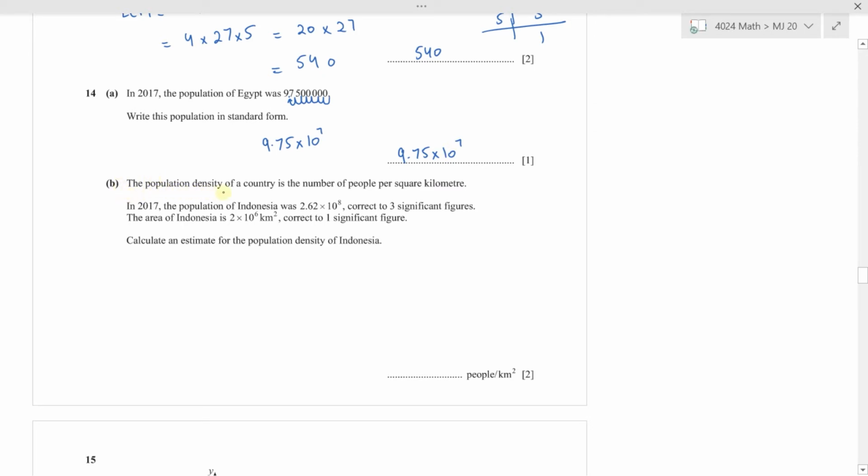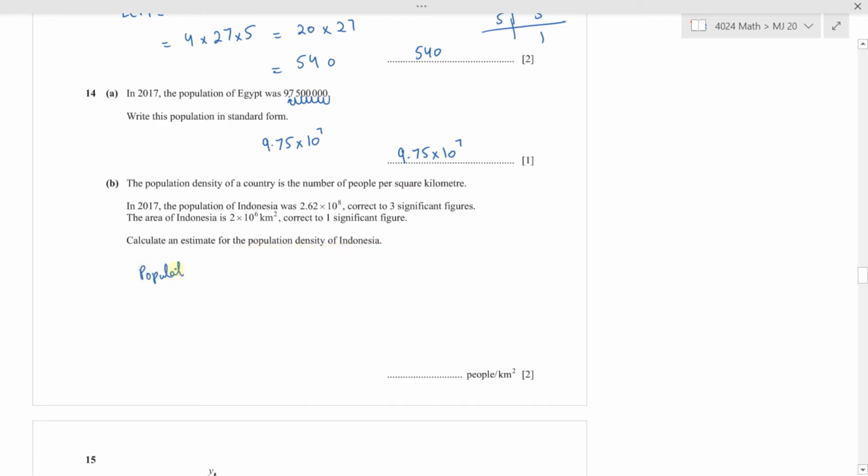Part B. The population density of a country is the number of people per square kilometer. In 2017, the population of Indonesia was 2.62 times 10 power 8, correct to 3 significant figures. The area of Indonesia is 2 times 10 power 6 kilometer square, correct to 1 significant figure. Calculate an estimate for the population density of Indonesia.